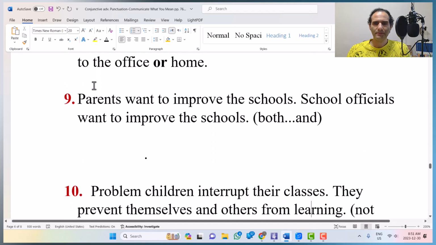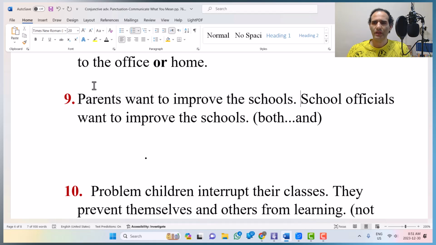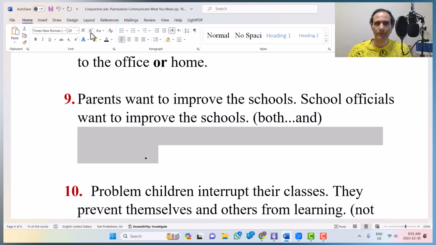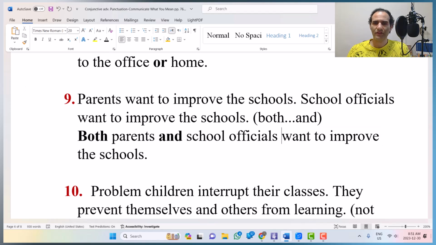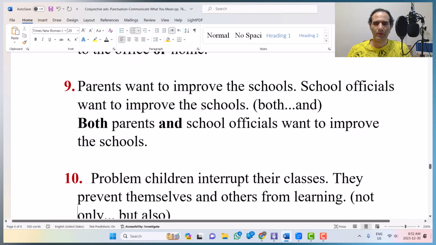Number 9, both and. Parents want to improve the schools. School officials want to improve the schools. So both this one and that one want to improve. Both parents and school officials, parallel, want to improve the schools. Okay, good.